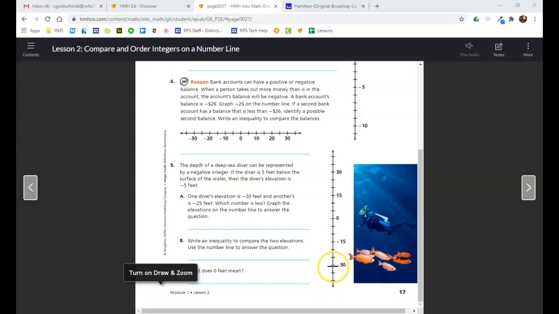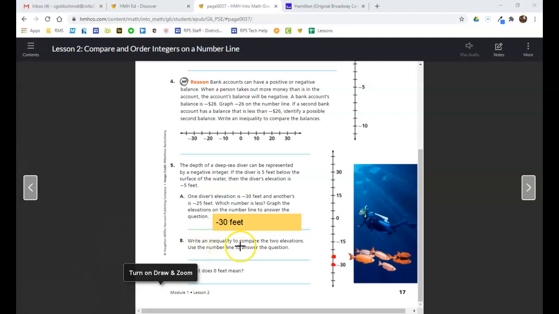So we have -30 feet and we have -25. So I think 5, 10, 15, 20, 25. And it says which number is less. So which one's farther down? And that is -30 feet. Because remember, when the number line is vertical, what's on the bottom is more negative.